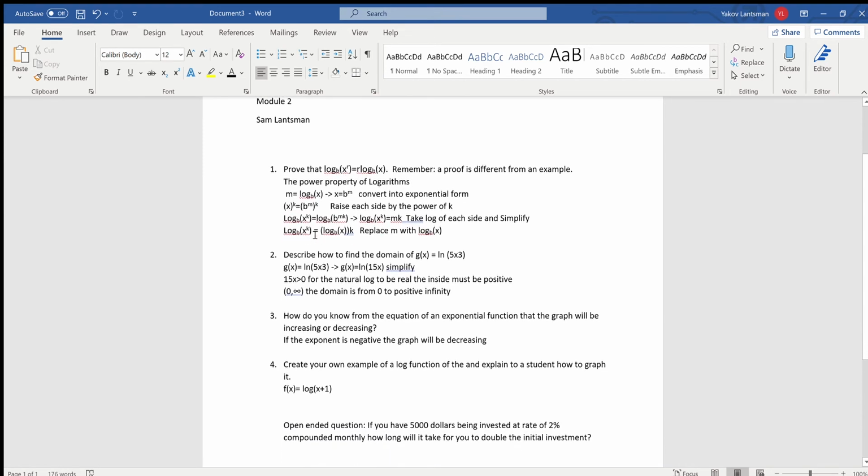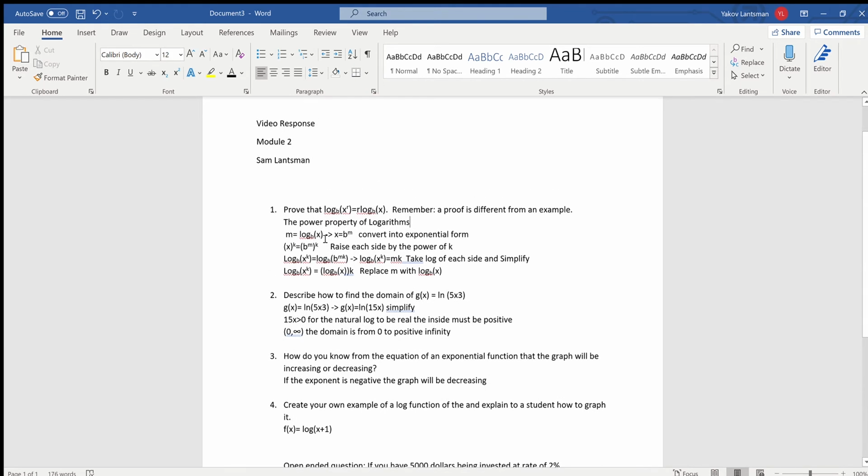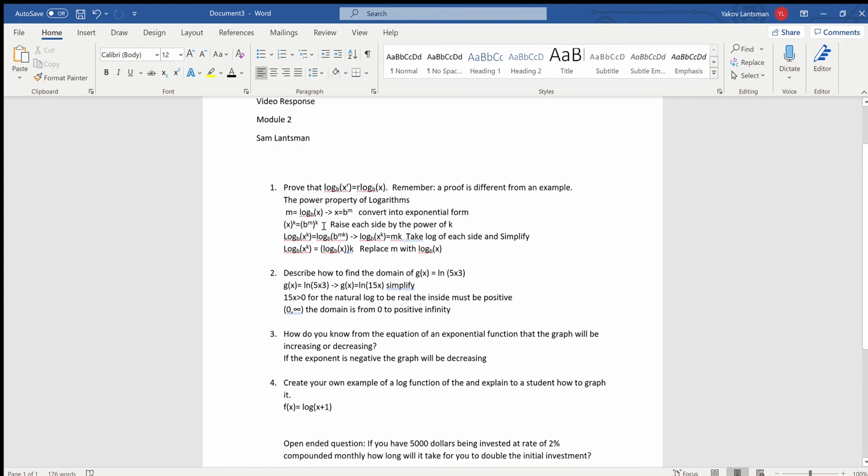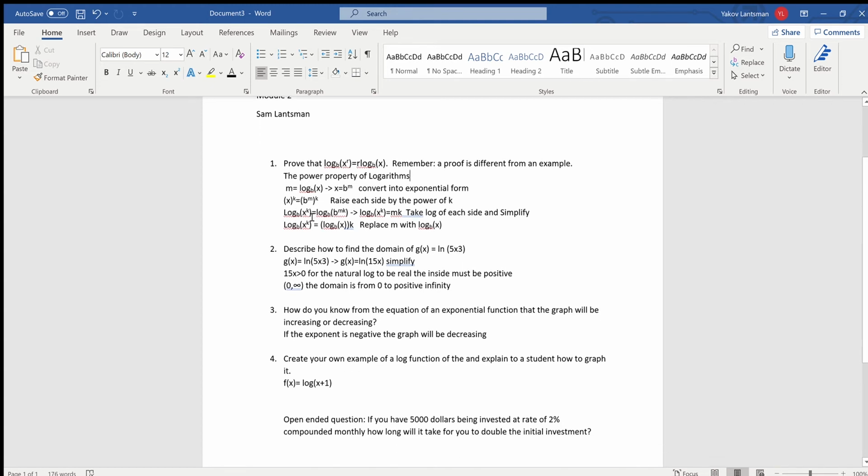I started by taking the basic log base b of x, without the exponent in place, and making it equal to m. I converted that into the exponential form to make it a little easier to introduce the exponent. In this case it's r, but in our case it's k. And basically I raised both sides by k and simplified it.